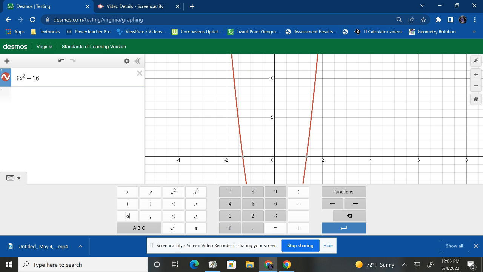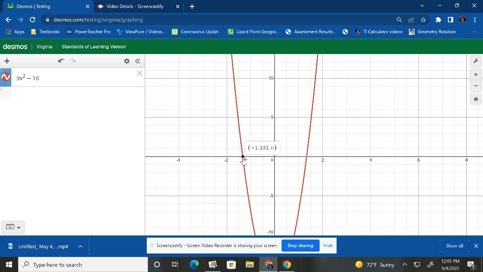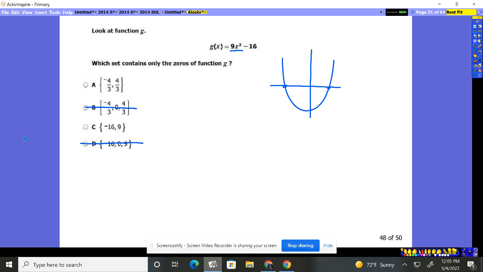And here are my spots right here, a little after 1, negative 1, and then a little after 1. They sort of look like they're exactly the same. That is at negative 1.3333. This is at 1.333. So it's at those spots. Now, if we look back at our options, it's going to be that, negative 4/3.